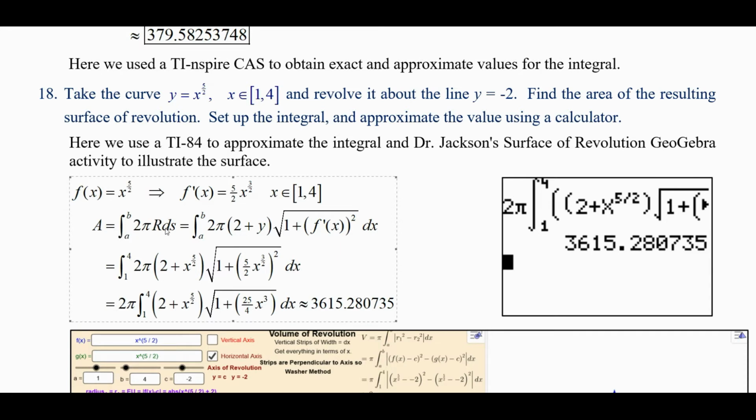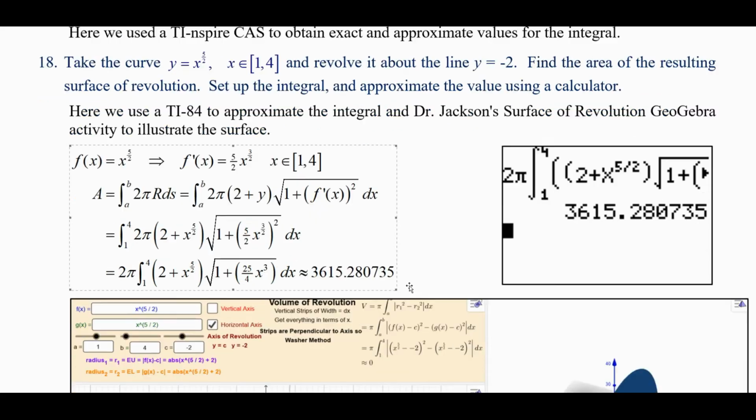So our integral is 2 pi r ds, or in other words, 2 pi. The r is the y value plus 2. The y value is x to the 5 halves. So the r is 2 plus x to the 5 halves. F prime is this here, and when we square it, this becomes 25 over 4, and we multiply the powers here, the 2's cancel, we get x cubed. And so I just simply put that in my TI-84 calculator, and came up with a decimal approximation. In many of the problems, you're only interested in a decimal approximation anyway, so that is what you want to do.